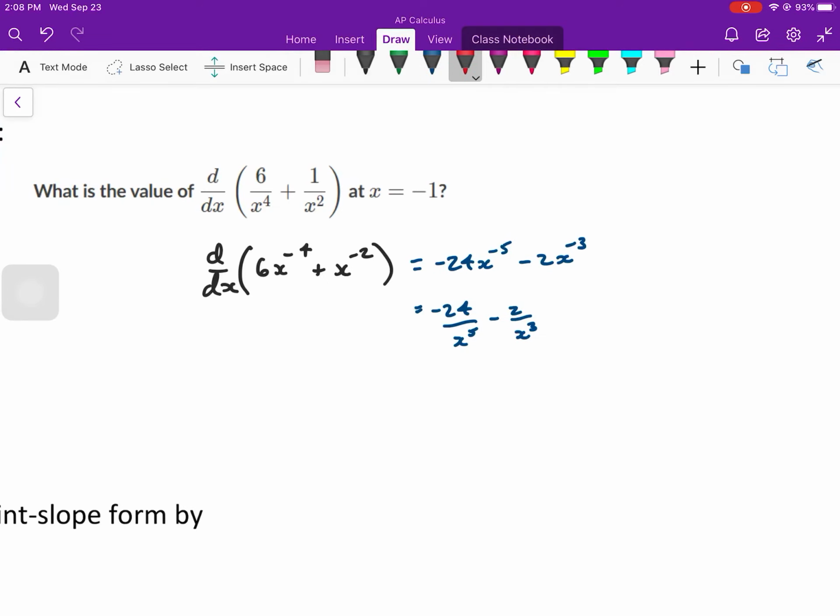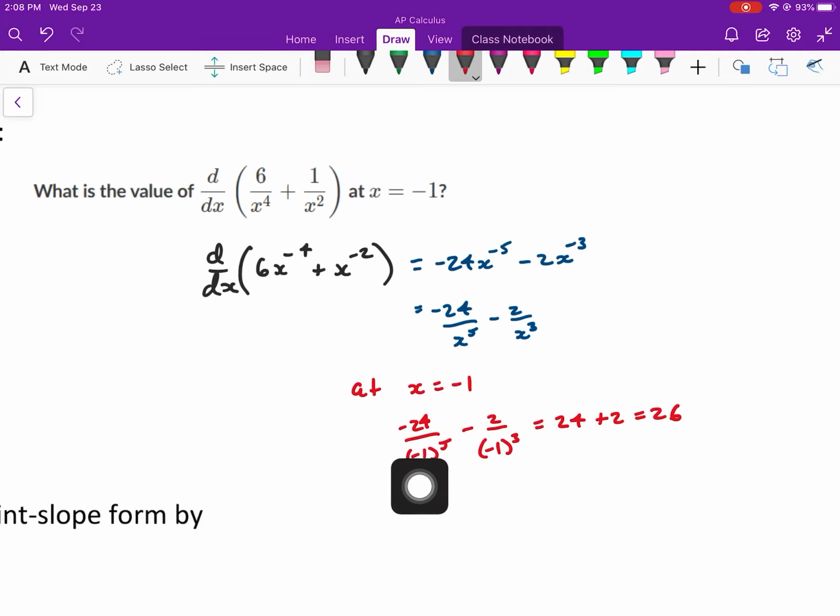And now, evaluating this at x equals negative 1, you would get negative 24 over negative 1 to the 5th minus 2 over negative 1 to the 3rd. So that just becomes negative over negative is positive 24 plus 2, which is 26.